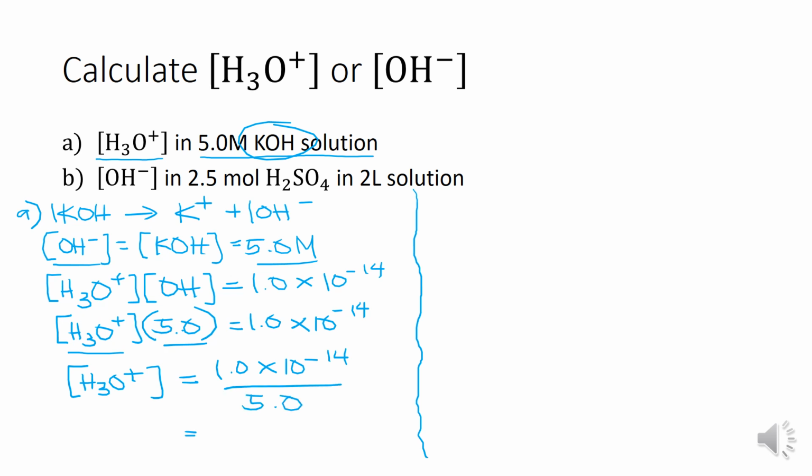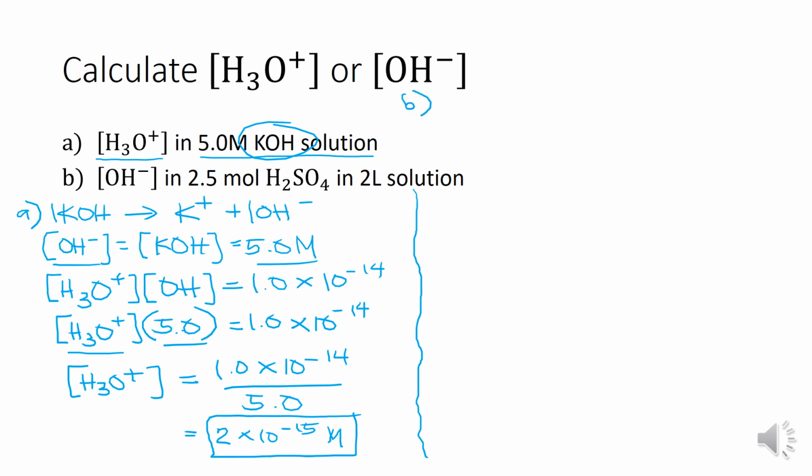Let's input that in the calculator. So we have 1 exponent negative 14 divided by 5. The answer is 2 times 10 to the negative 15 molarity. And that is the concentration of hydronium ions.